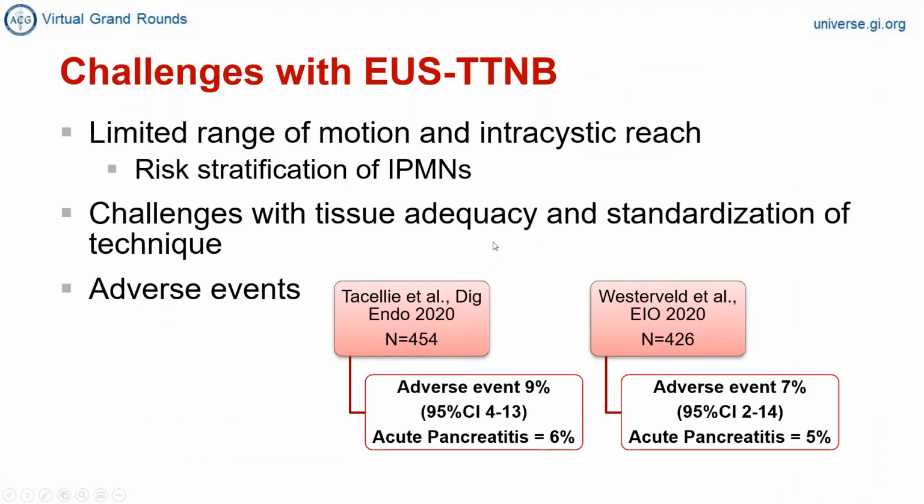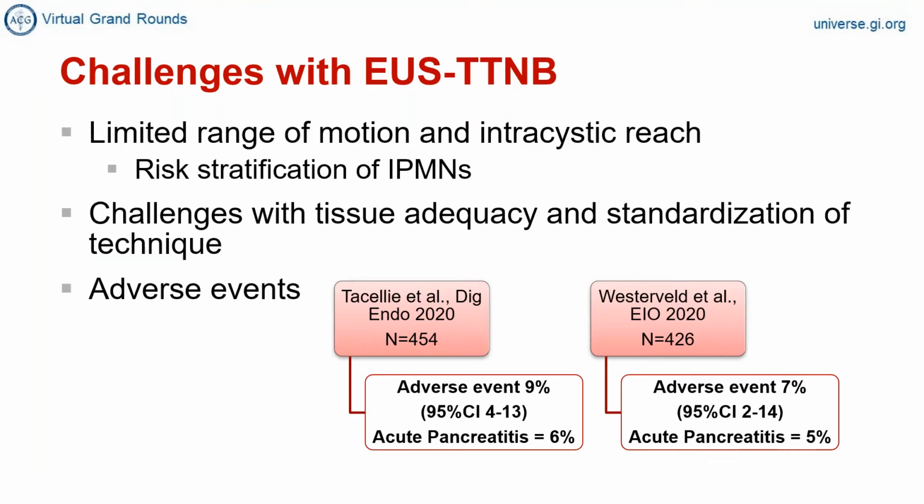So this is a good diagnostic methodology, but there are some limitations again. There is a limited range of motion. Once you introduce the microforceps through the needle, it makes the whole apparatus fairly stiff, so you cannot really sample multiple areas in the pancreatic cyst. This becomes important when you are trying to risk stratify IPMNs, because the dysplasia in IPMNs tends to be patchy. Again, there are challenges with tissue adequacy, and the procedure has to be more standardized as to how many passes we require and where we approach to get an optimal sample in what type of cyst.